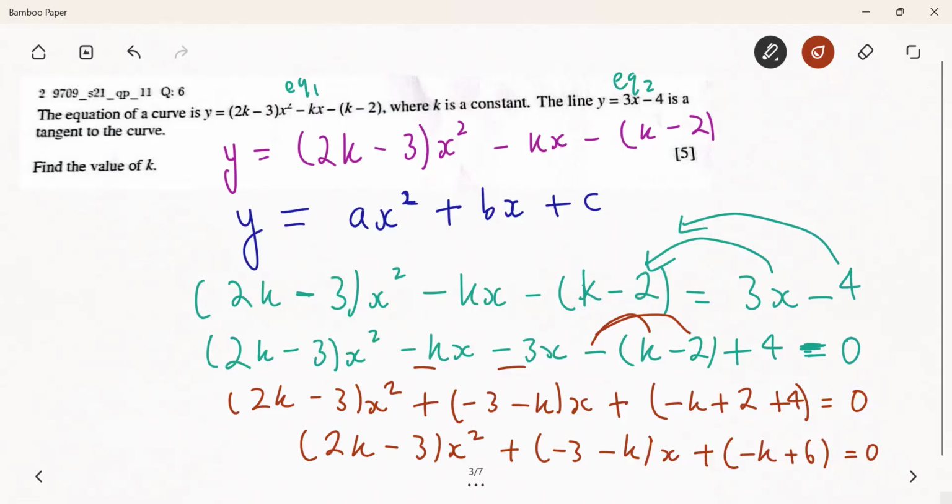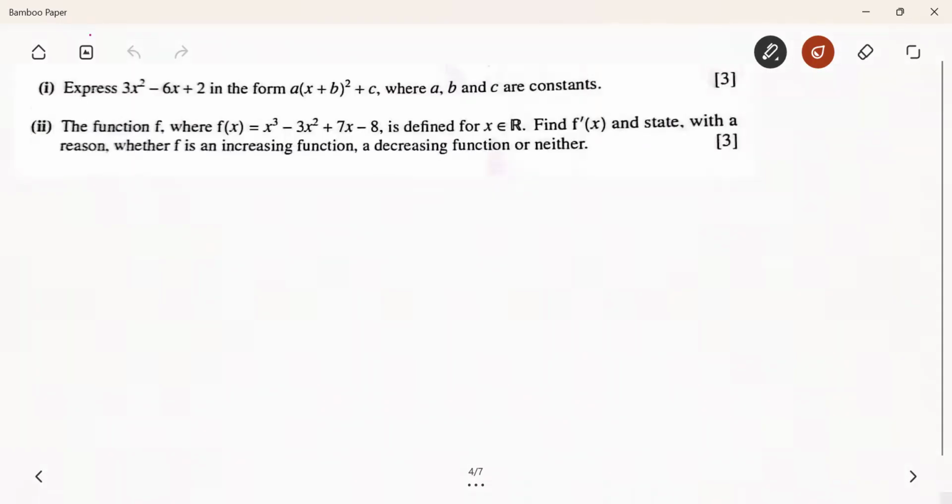So this is what we have: (2k minus 3)x squared plus (negative 3 minus k)x plus (negative k plus 6) equals 0. Now, what the next thing to do here to find the value of k, we just need to apply the discriminant to this. So I'm going to rewrite it on a clean page. Perhaps I will go back to the previous page.